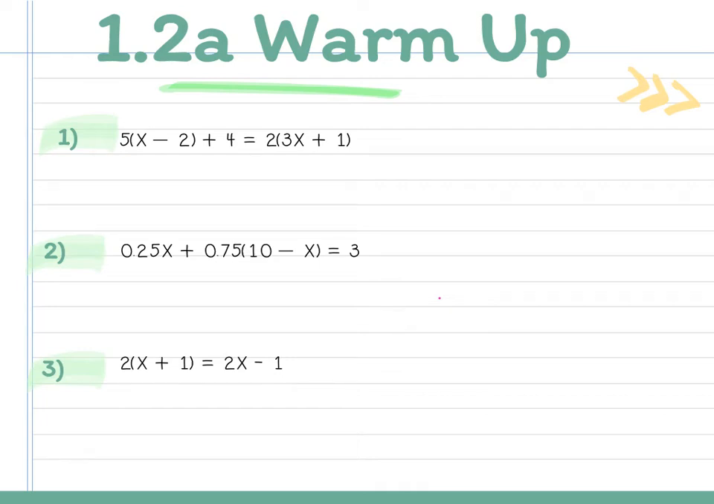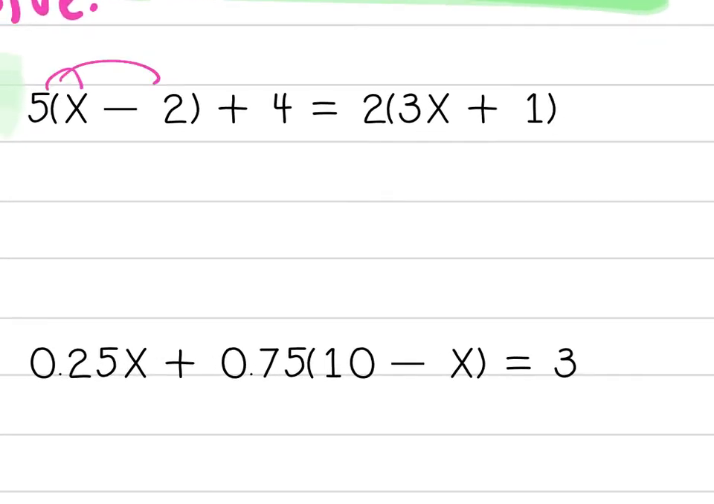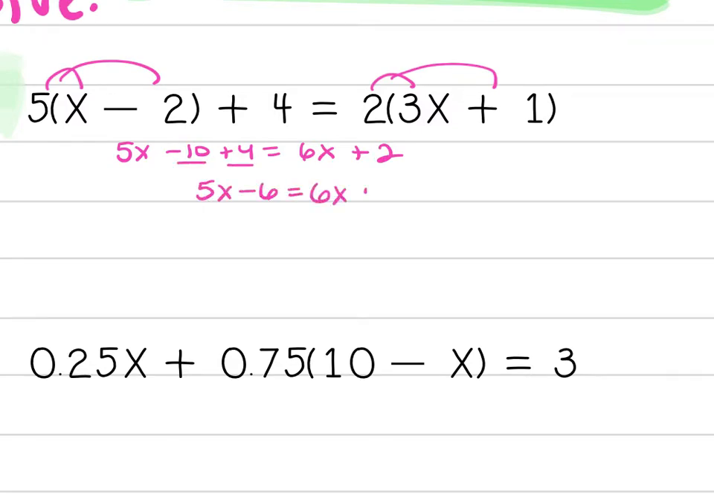Okay, here's the warm-up. So we're just going to solve these equations. For number 1, you're going to distribute the 5 into the x and the minus 2. So 5x minus 10 plus 4 equals, distribute the 2, 6x plus 2. Combine these like terms, 5x minus 6 equals 6x plus 2. Subtract the 5x. Subtract the 2. And x equals negative 8.